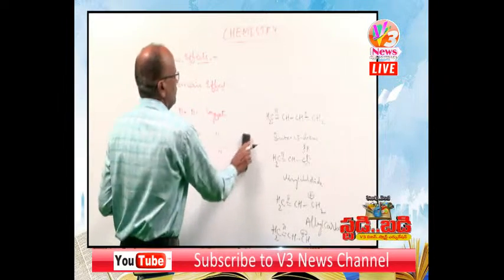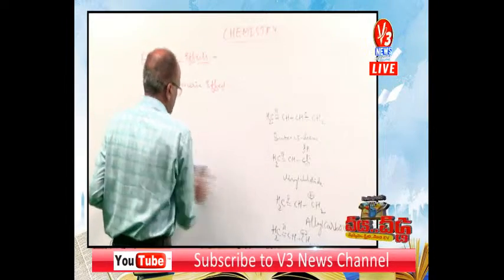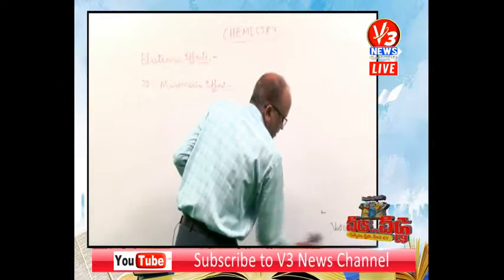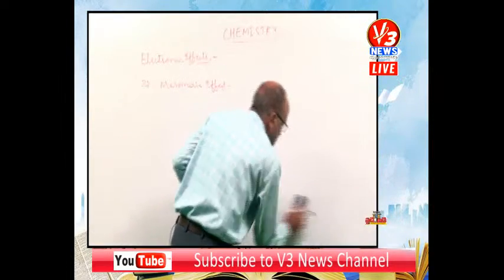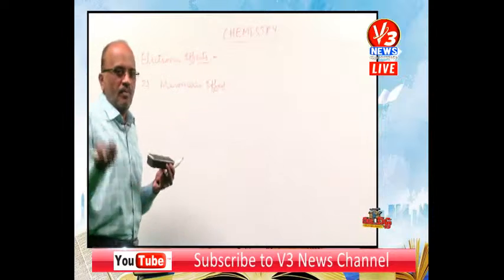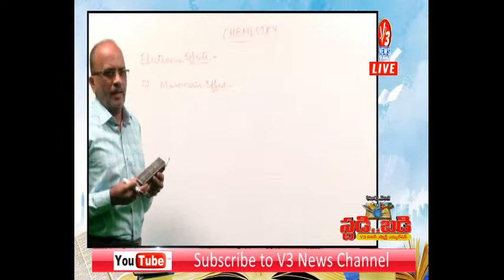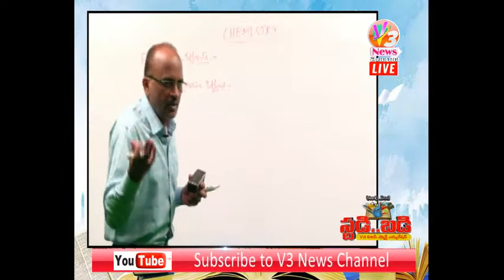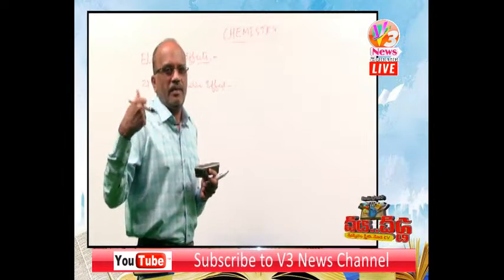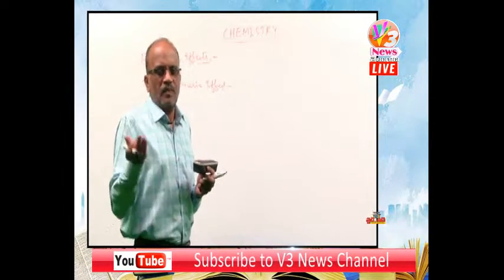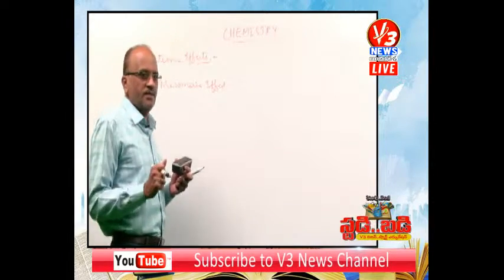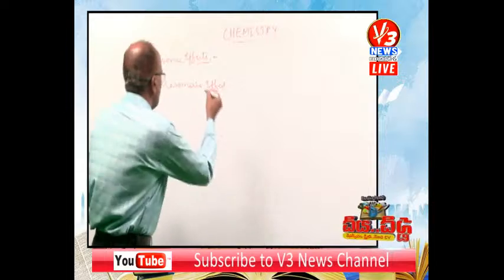Now we will take, in this mesomeric effect, groups which show plus mesomeric effect and minus mesomeric effect. Plus mesomeric effect means they release electrons towards the pi bond system. Minus mesomeric groups means they withdraw electrons from the pi bond system.